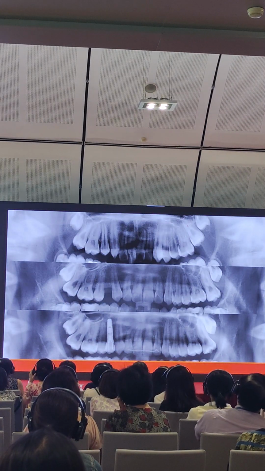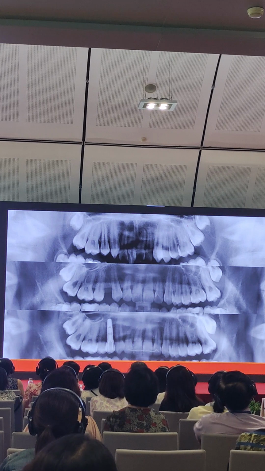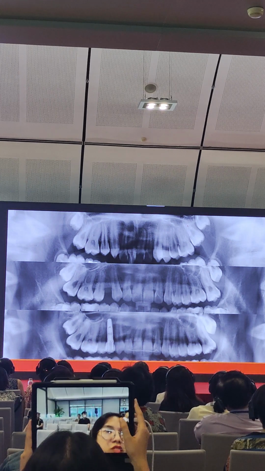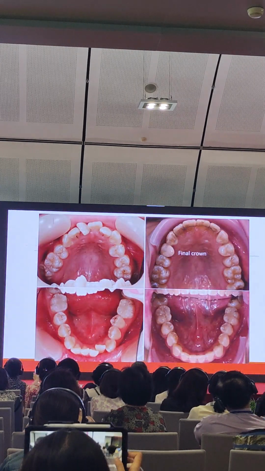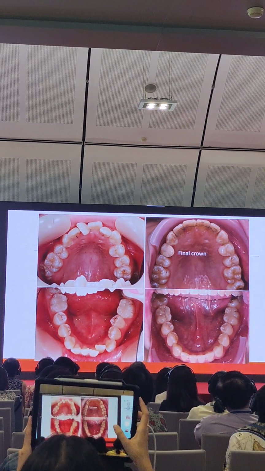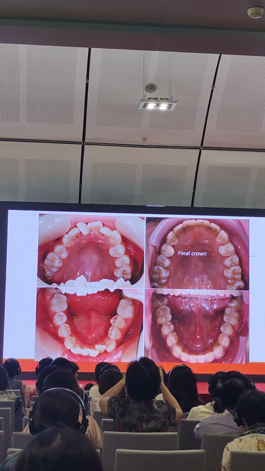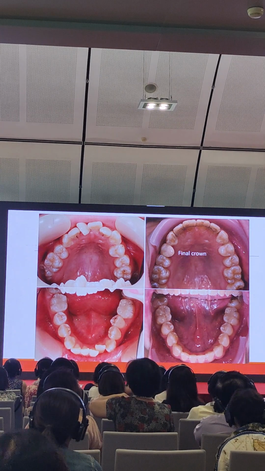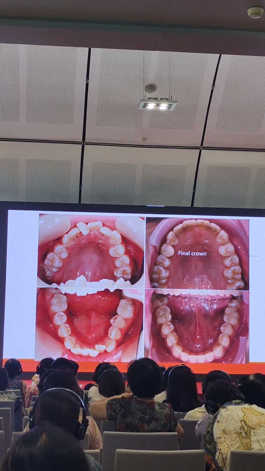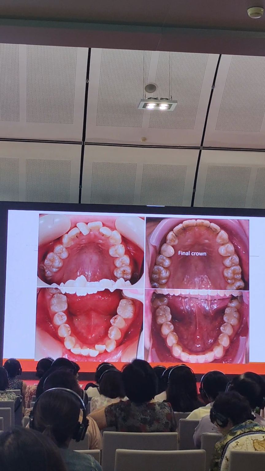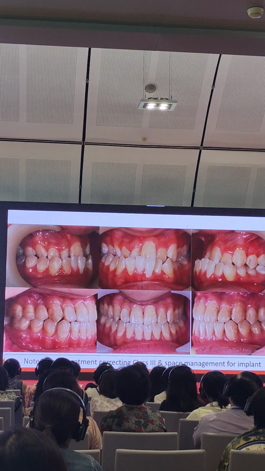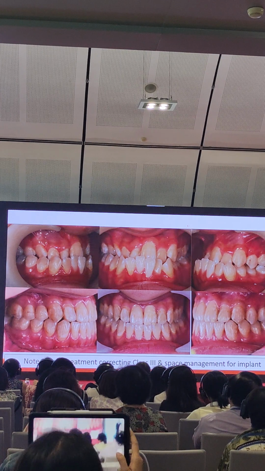That is how we open up space, and how we manage the difficulty of not having the roots parallel enough, and then we insert the implant. And that is the final crown. We extend the arch to gain space to correct the patient's occlusion. At the same time, we reorganize the space for an implant. But for the implant, we need to control the root parallelism, and that is the finished result.